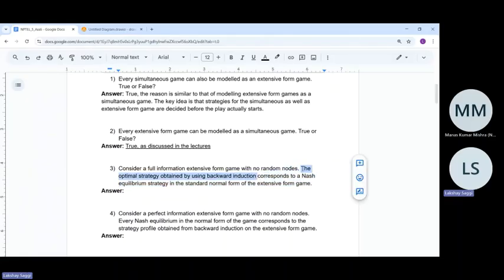This is the strategy which I was talking about recently, with which you can predict what the other player will play, because this is the strategy you derive by thinking that the other player will always try to maximize his or her payoff. So the optimal strategy obtained by using backward induction is the strategy which will be played assuming that the player wants to maximize his or her payoff at every step. So does this strategy correspond to a Nash equilibrium? This kind of setting was also, I think, discussed in the lectures, if you remember, Manas.